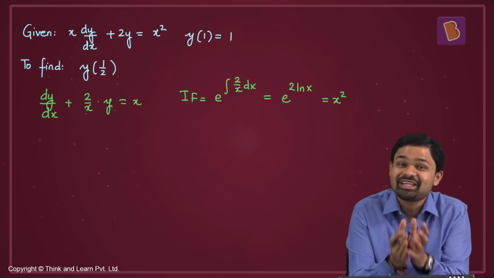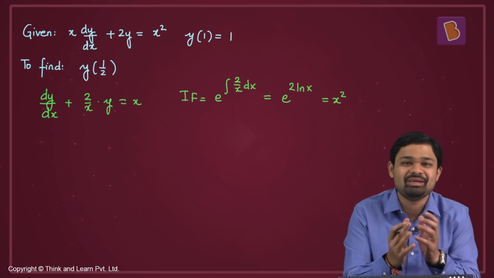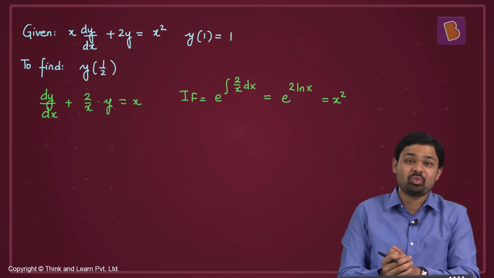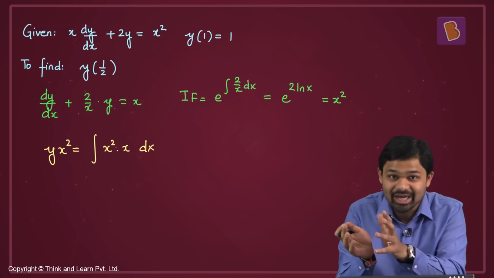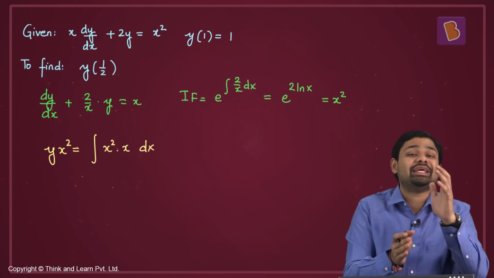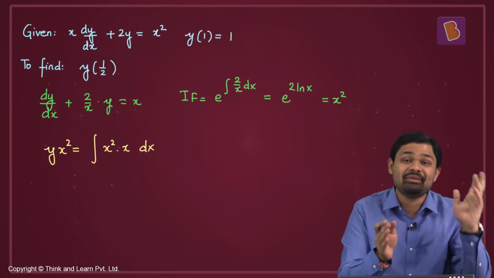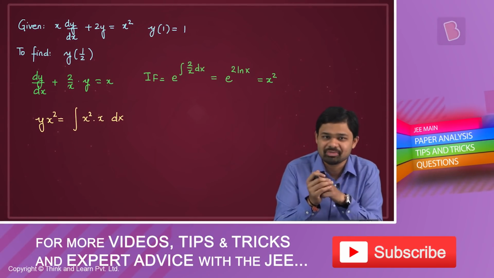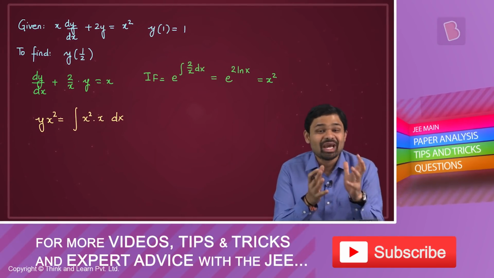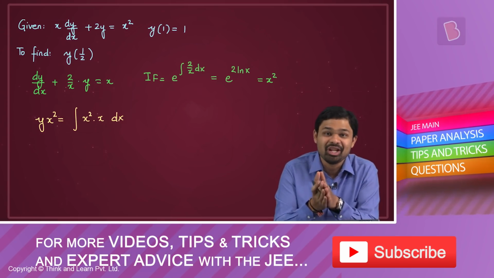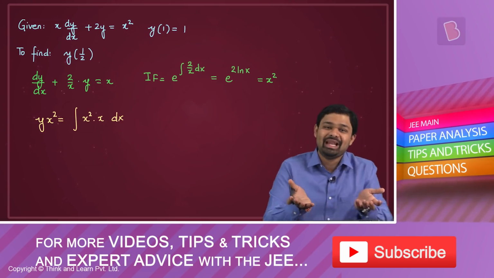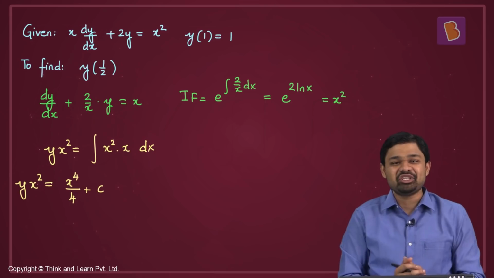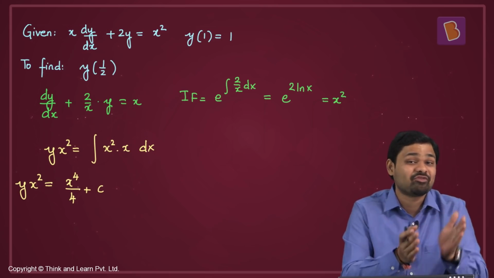So my integrating factor is a polynomial, which is very amazing because now I don't have to use integration by parts. So the solution to the differential equation would be y times the integrating factor, which is y times x square, equal to the integral of the integrating factor times whatever is on the right hand side, which we call q sometimes. So x square times x. You look at the beauty of this question. It's such a simple question because now I have to just integrate a polynomial, x cube. The integral of x cube is x to the power 4 by 4. So the solution to the differential equation is y times x square equal to x to the power 4 by 4 plus the constant of integration.